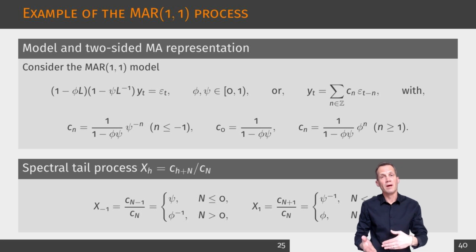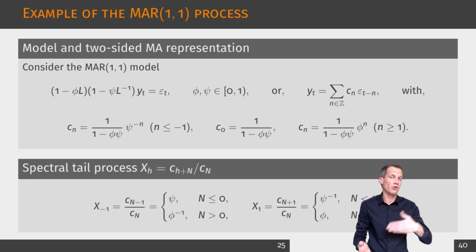In particular, the past one-step spectral coordinate at h = -1 takes only two values. It equals psi when the epicenter is on the non-causal side, n less or equal to 0, and it equals 1 over phi when the epicenter is on the causal side, n positive. Symmetrically, the next coordinate at h = 1 equals 1 over psi if n is strictly negative, and equals phi if n is non-negative. So, even before conditioning, the one-step extreme return is already a discrete mixture driven by which side hosts the epicenter.